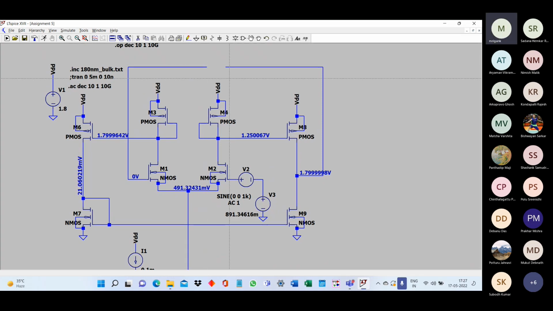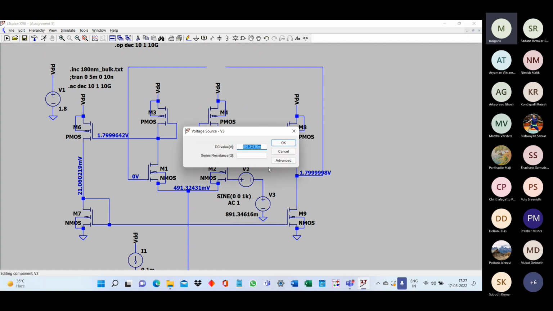No, no, no, what are you doing? I told you to put this DC on the other side. This side it was 0.9, right? So you have to see what we are doing.